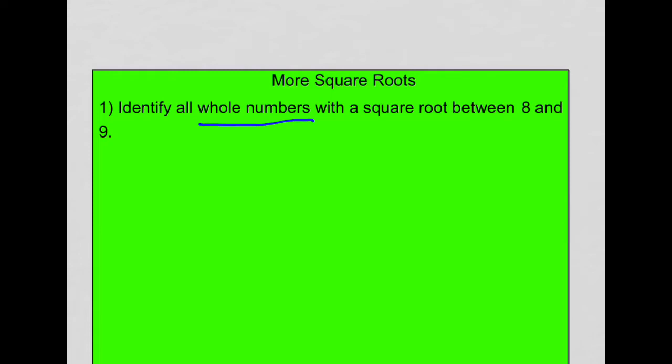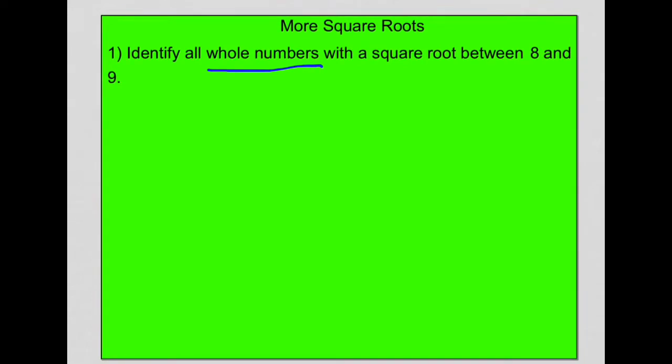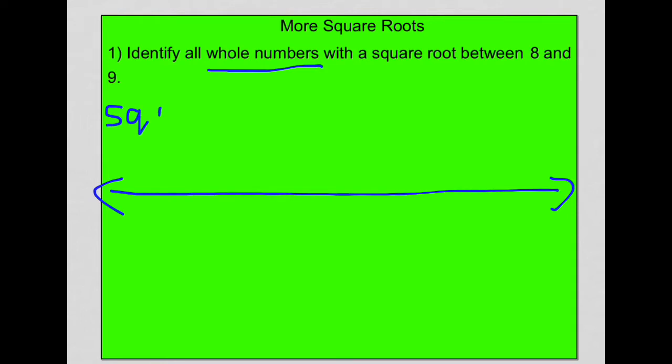So we're going to organize our thinking again using a number line. So I'm going to start off with a number line. Don't be afraid to make your number lines nice and large. You don't have to make them tiny. Make them nice and large so you can see everything you're doing, and so I can see everything you're doing. Now, just like before, we're going to put squares on top and square roots on the bottom.